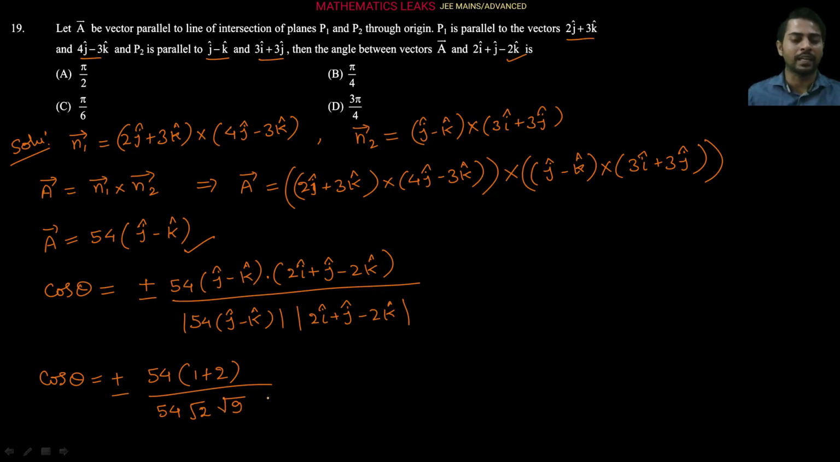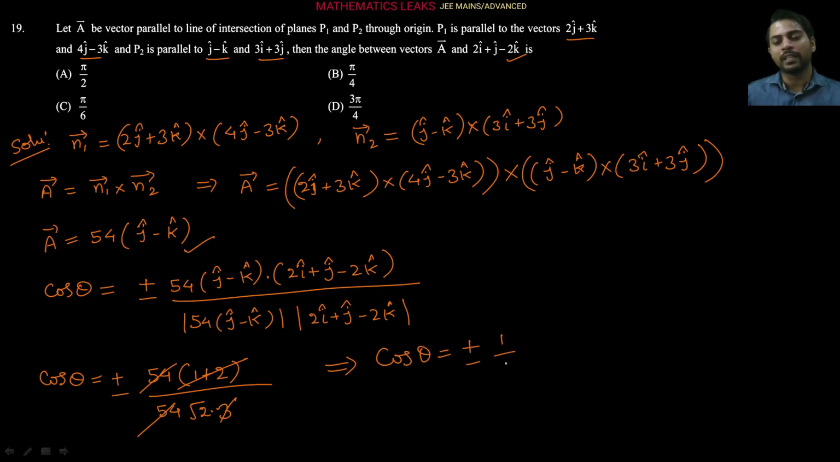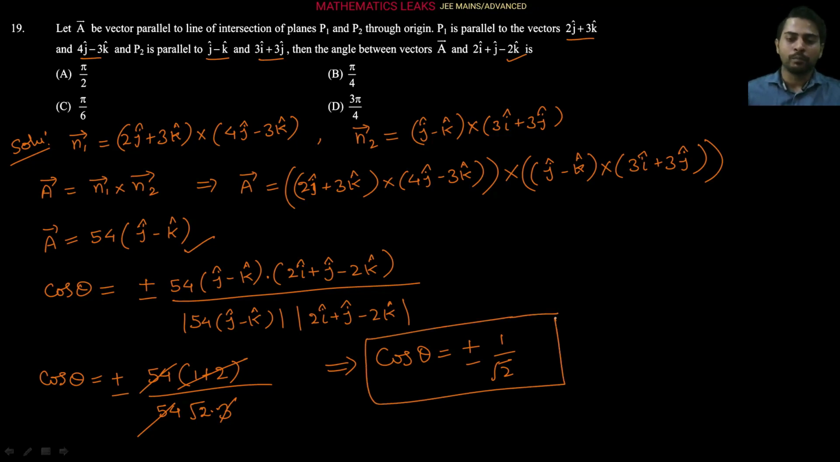So this 3 and this 2 plus 1 which is also 3, this is getting cancelled here, and this 54 is also getting cancelled, so we are getting cos theta is equal to plus minus of 1 by root 2. So from these options we can see plus 1 by root 2 if we are considering, so option B, pi by 4, is absolutely correct. Similarly minus 1 by root 2 if we are seeing here, so option D which is 3 pi by 4 is also correct here. So B and D are the correct options for this, so it is a multiple correct question.